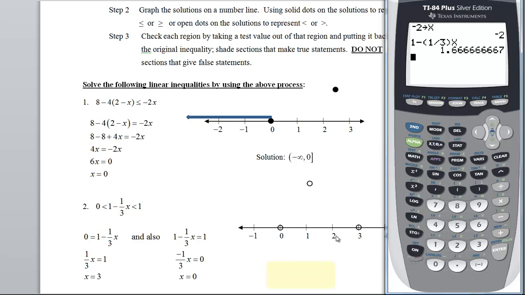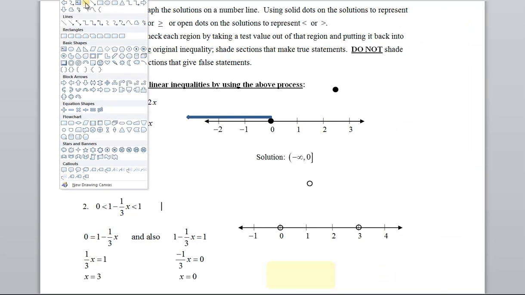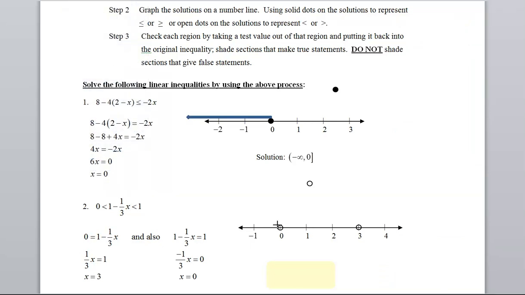Let's try 2. So store that in. Let me do second enter to recall. Let's see what number we get. That's 1/3. So is 0 less than 1/3? Is 1/3 less than 1? Hopefully you said yes. So that means this section right here in the middle, I need to shade it. So let me go get me a shape here. So I'm going to start here.